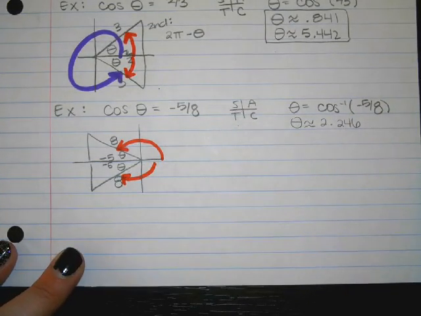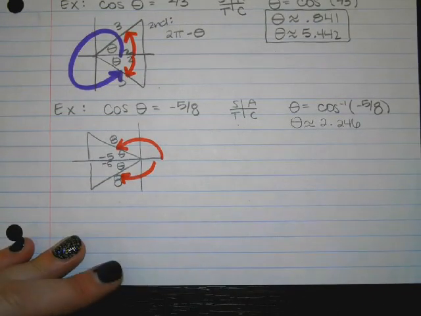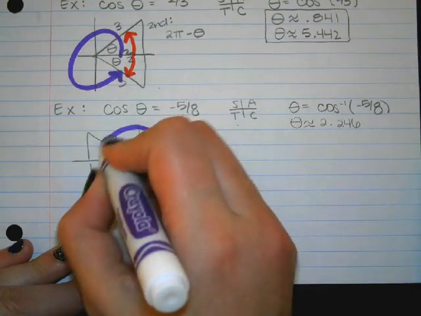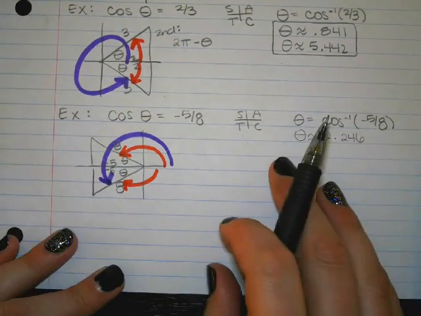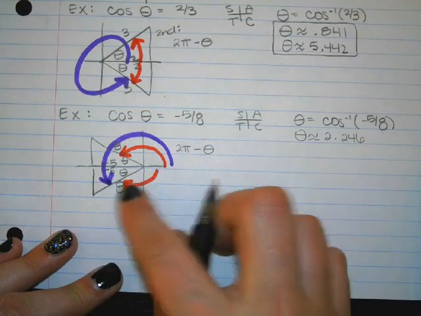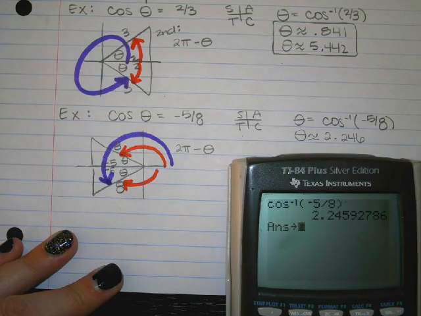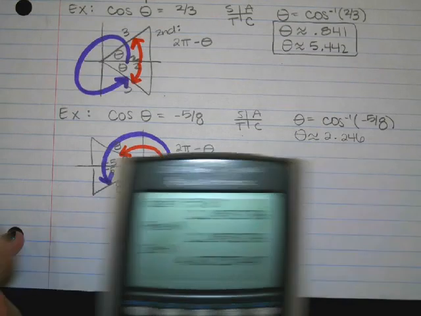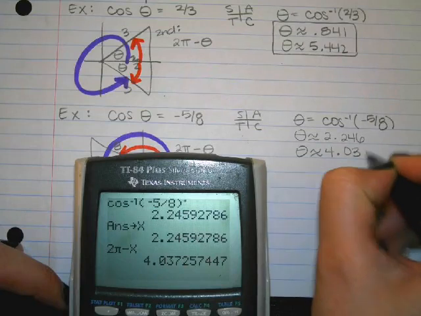But that's not the part that I actually wanted. The part that I actually wanted was from here all the way around to right there. So again, I want to use that shortcut where I have the whole circle minus the red part. So minus the angle that I solved for. So I'm going to take this, I'm going to store that as x, and I'm going to do 2 pi minus x to get my second solution. So my second solution is going to be 4.037.